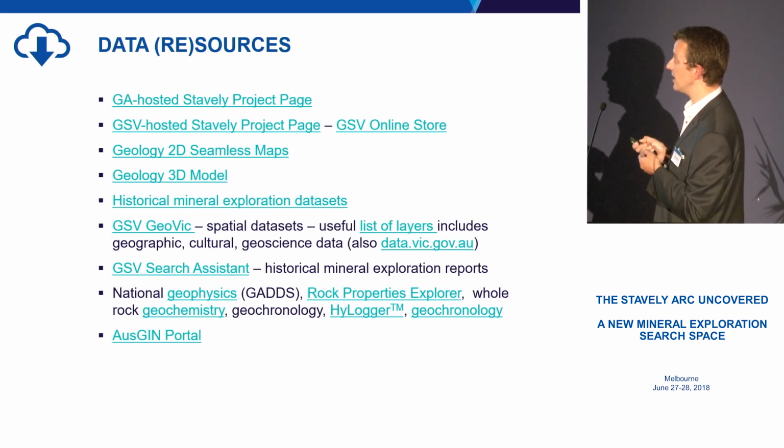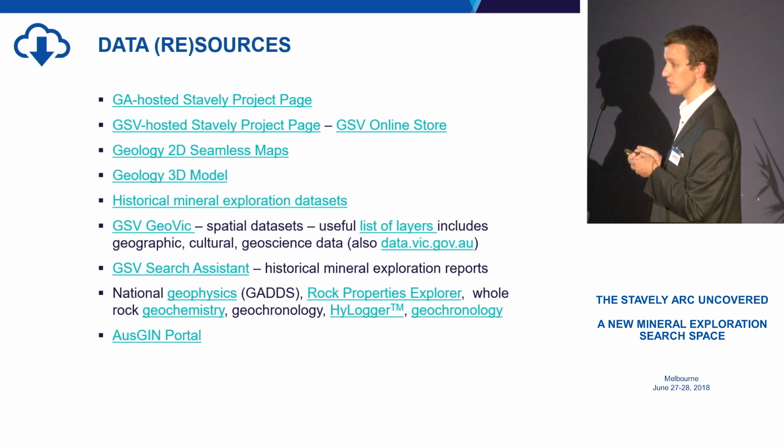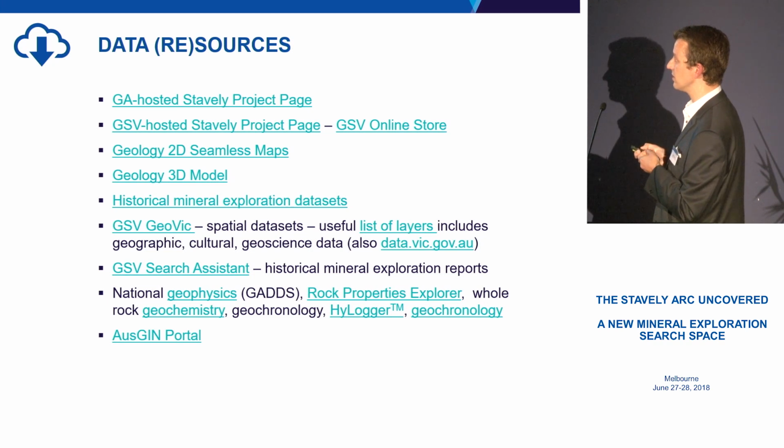So we've got the GA and GSV hosted separate Stavely project pages, which are largely complementary. We also have the GSV online store, which delivers all the publications that we've published. There's a lot of information in the seamless maps at a variety of scales, particularly at Stavely. A lot of it will be 1 to 250K because of the cover, but where there's detailed bedrock geology at 1:50K, that'll be available. Downloadable link straight to the 3D model.